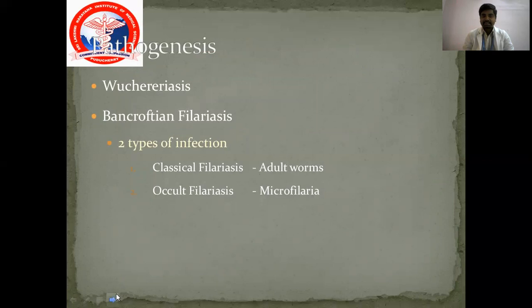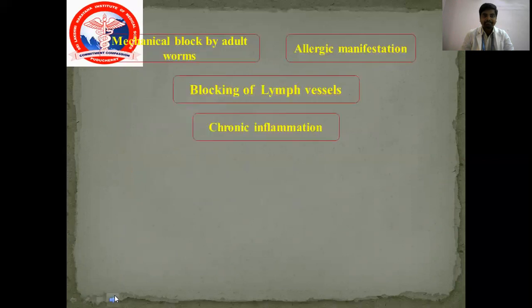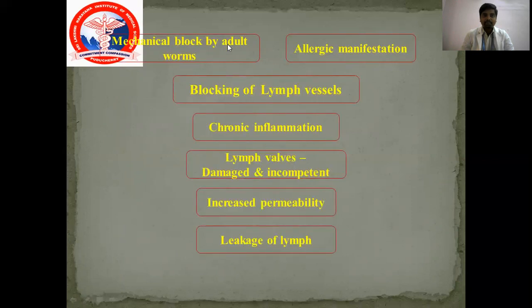Pathogenesis: Wuchereriasis, or Bancroftian filariasis. There are two types of infection: classical filariasis or occult filariasis. Classical filariasis involves the adult worm and microfilariae. There is mechanical block by the adult worm, allergic manifestation, blocking of lymph vessels, chronic inflammation, lymph valves damaged and incompetent, increased permeability, leakage of lymph, lymphoedema, then elephantiasis. So if the patient is to develop elephantiasis, these stages may occur.